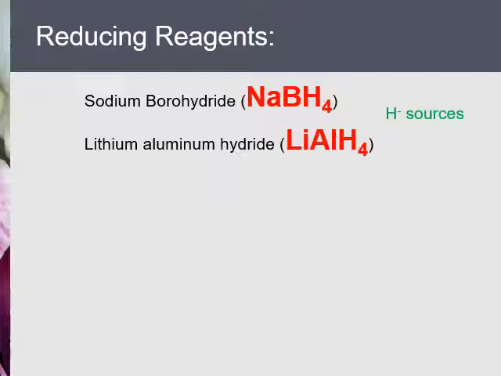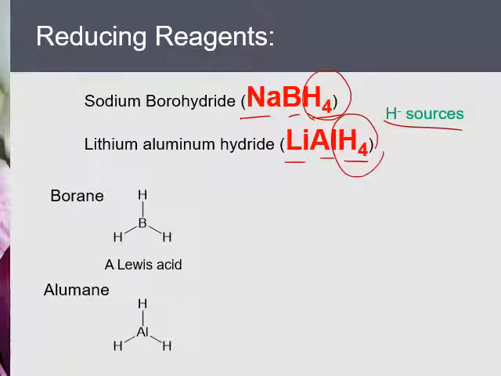Here are the two most commonly used reducing reagents: sodium borohydride and lithium aluminum hydride. Both formulas contain 4 hydrides, so the formula already suggests they are hydride sources. Both boron and aluminum belong to group 3 elements, and they form 3 bonds, and there's an empty p orbital that can accept electrons, and therefore boron and aluminum are called Lewis acids. They can accept electrons.